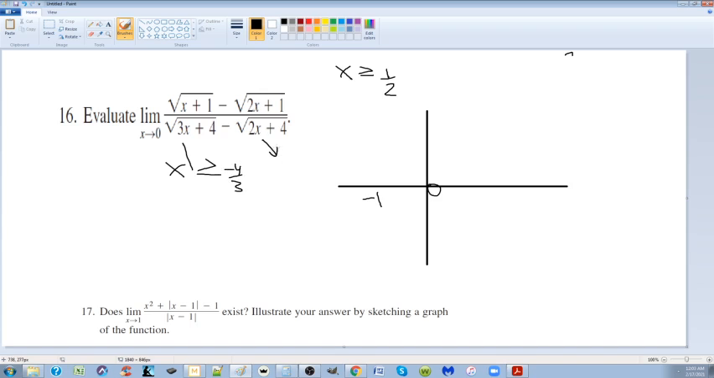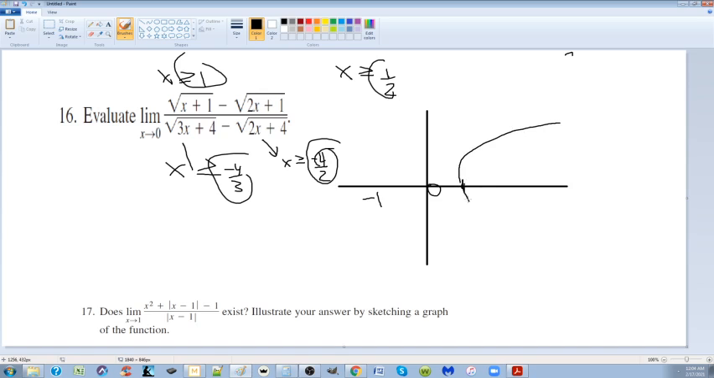Over here, x must be bigger or equal to negative 4/3. And up here, x must be bigger or equal to 1. So that's a lot of restrictions. Which one's the smallest one? That one. So that means our graph can only exist over here.